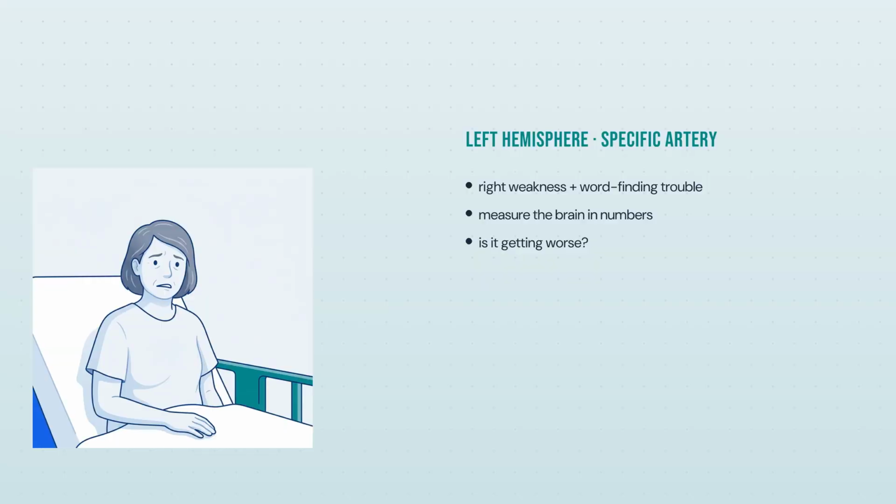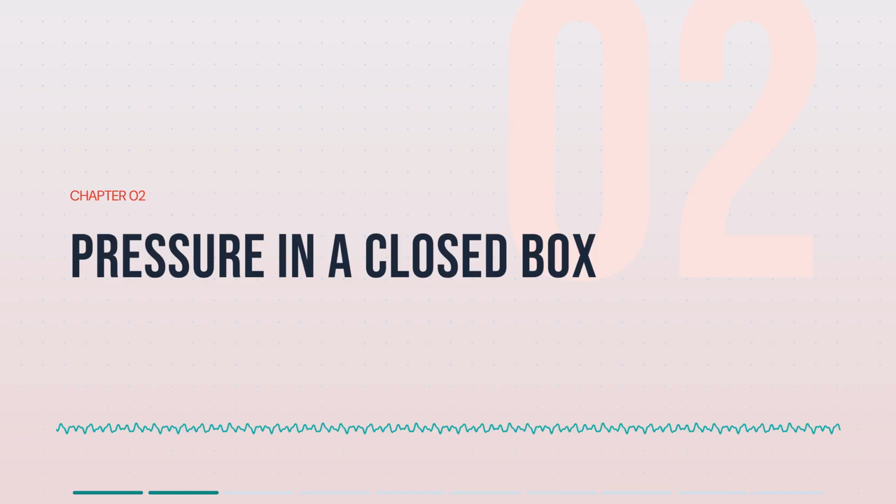Our patient is Eleanor, 63. The right-sided weakness and the word-finding trouble tell you the problem is in her left hemisphere, in the territory of a specific artery. But before we chase the artery, you have to be able to measure a brain, quickly and repeatedly, in numbers. Because the single most important thing about brain injury is not where it is, it's whether it is getting worse. Chapter 2. Pressure in a closed box.